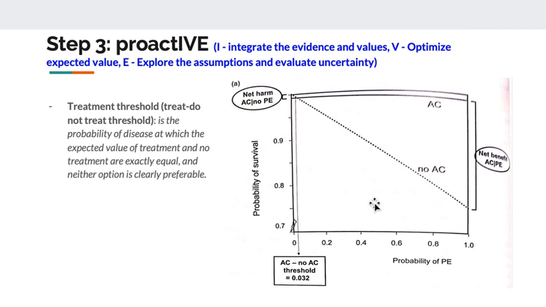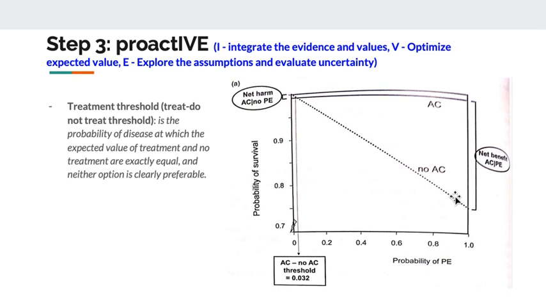So in the graphical illustration right here, the treatment threshold is at the value of 0.032. At this point, the two options, AC and no AC, have the same expected value of the outcome. Here we define the probability of the survival.